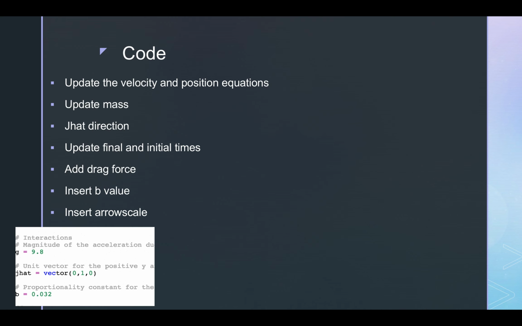I calculated the b, or proportionality constant of the drag force, by trial and error to find a b that leads to a calculation close to my observed final position in the y direction of my object. Using a b value of 0.032, the model calculates a final position of negative 1.6839 meters, which is very close to my observed negative 1.682 meters. I also entered 9.8 for the gravity constant and the j-hat vector of 0, 1, 0.